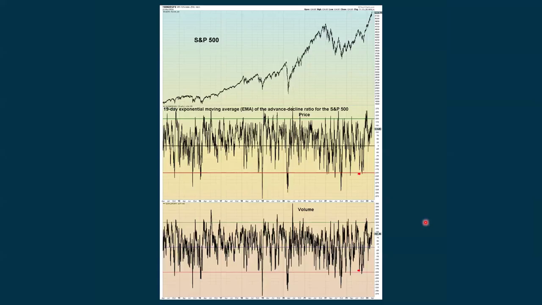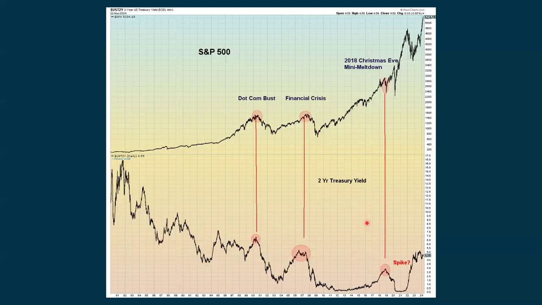Then we look at a 19-day exponential moving average of the advance decline ratio for the S&P. We're above zero and we continue to advance based on price as well as volume. And we use this like an oscillator. And right now we're not getting an extreme positive or negative reading.